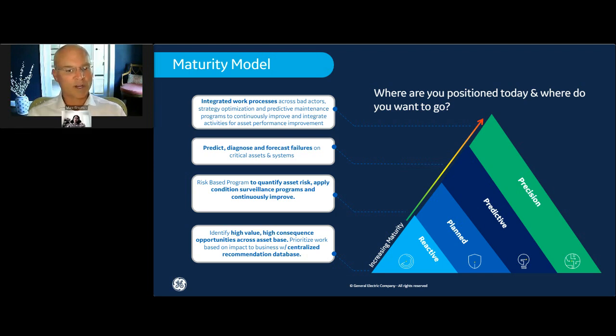Now, we're not always going to be able to do that. It depends on the type of equipment. It depends on the resources that we have.